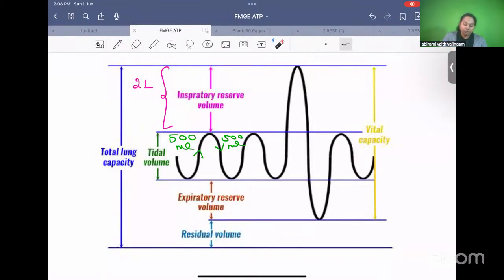At the end of normal expiration, 500 ml has gone out. At the end of normal expiration, now you do a forced expiration. If you breathe like that, you can send out 1 liter of air. 1 liter comes out.